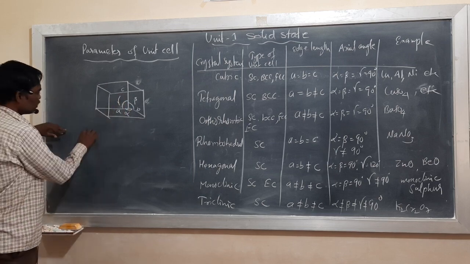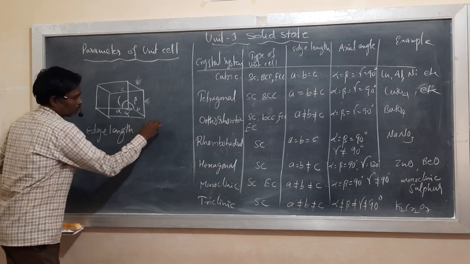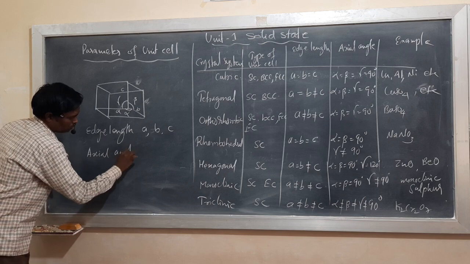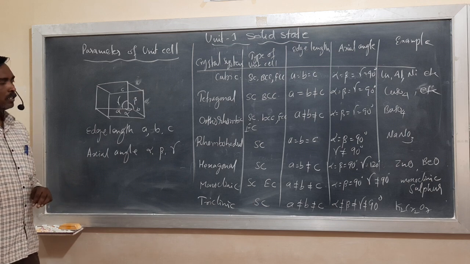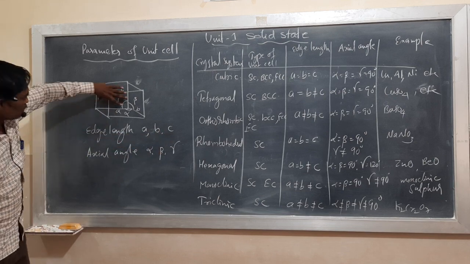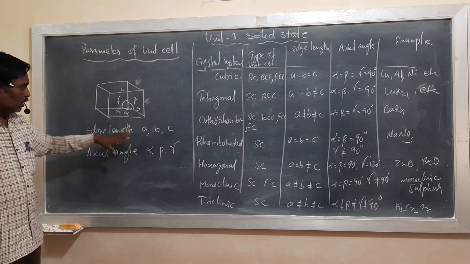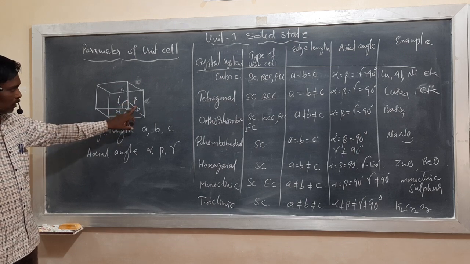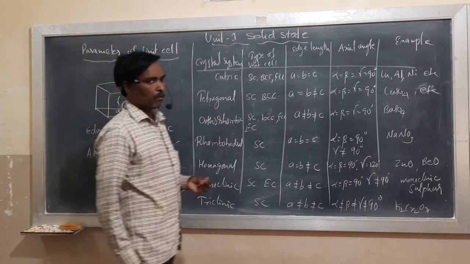As you can see here, the edge lengths A, B, and C, and the axial angles alpha, beta, and gamma are called the unit cell parameters. Edge lengths A, B, C are the edge lengths of this cube. And the axial angle between A and B is defined as alpha, B and C as beta, and C and A as gamma. So these axial angles and the edge lengths are the unit cell parameters.